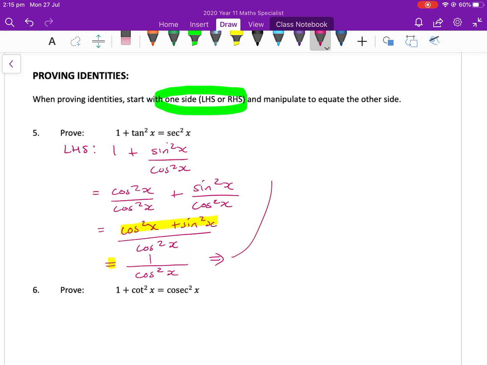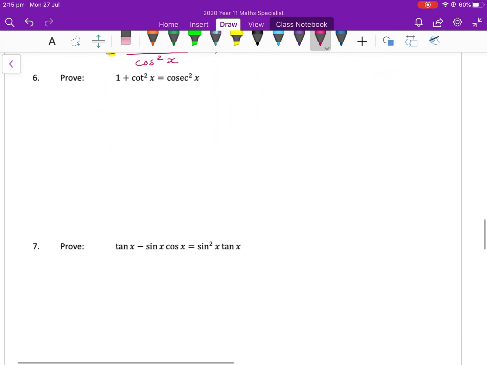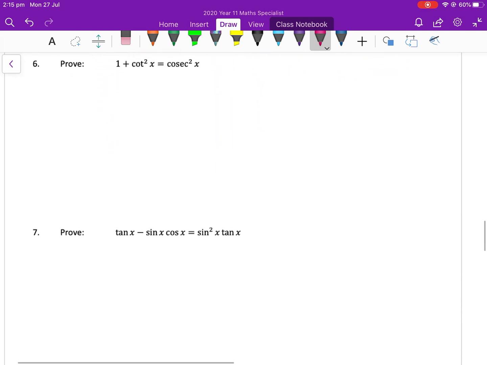Fortunately, I've run out of room. So this equals 1 over cos, which is sec, so this is going to equal sec squared x, and in our case equals the right-hand side. So now it's your turn. I want you to pause the video and have a go at number 6, which is proving the other alternative to the Pythagorean identity.